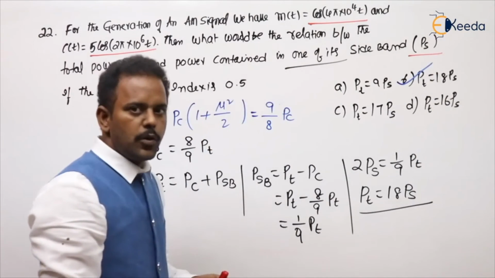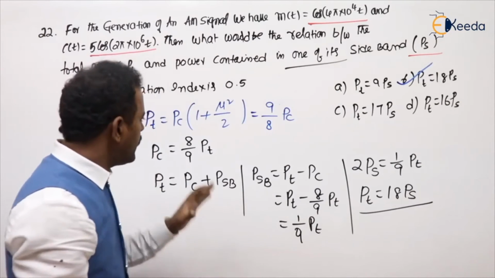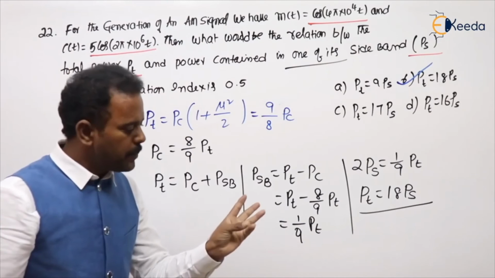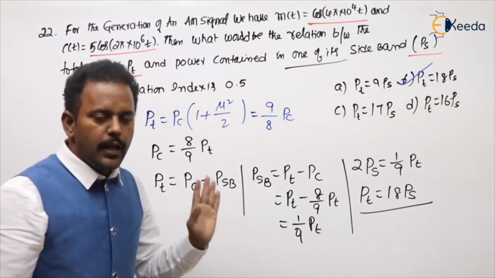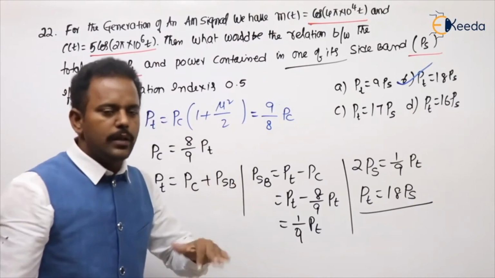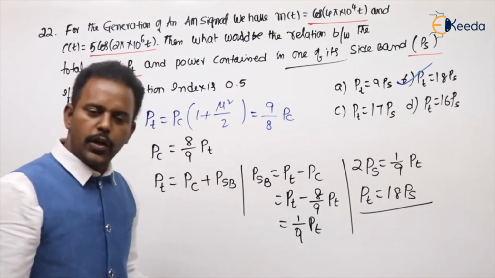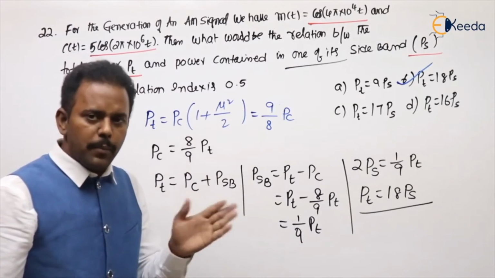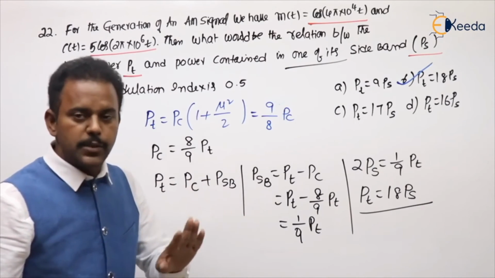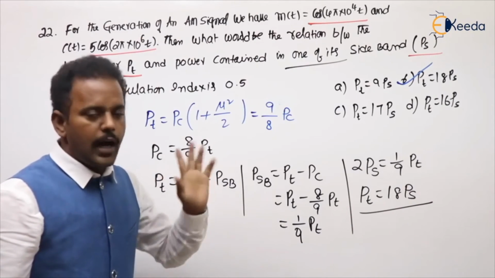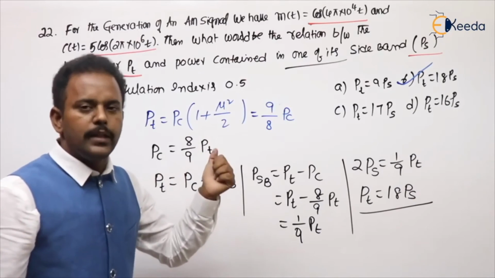This is also one of the good problems. So here only 3 terms are related: PT, PC, mu, or PT, PC, PSB. He will ask any one of the 2 terms, so bring one term in those 2, then you can substitute. Here you can also do another method: bring the relation between PC and PSB, and from there also you can substitute. So what are the 2 terms they have in the options? Bring the remaining in those two.